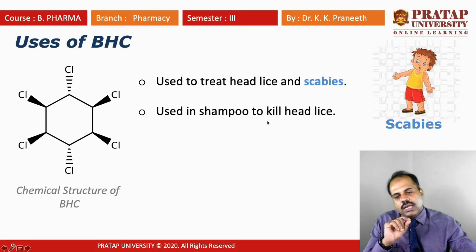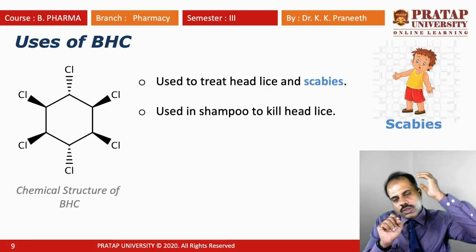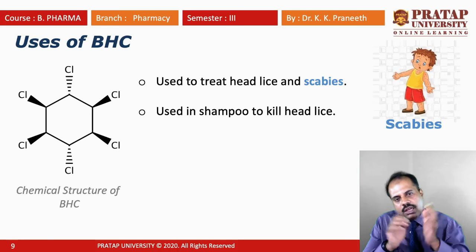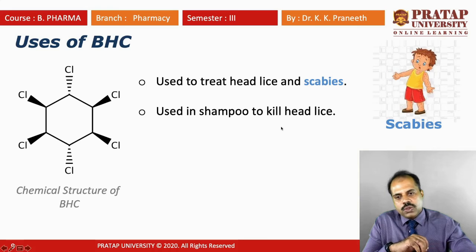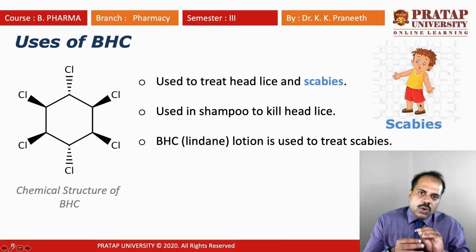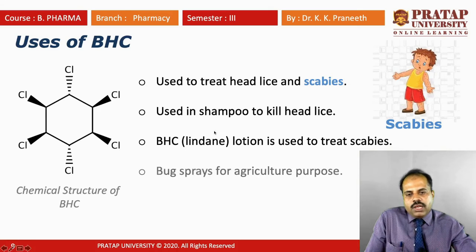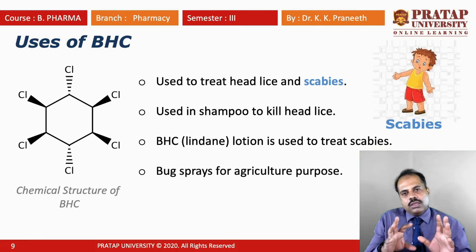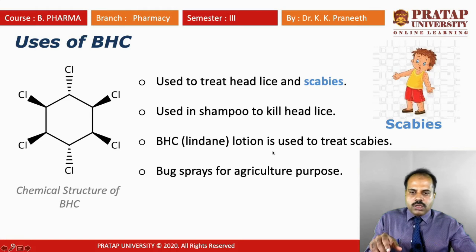So it is used in shampoo, right? If the shampoo contains BHC, it will kill the head lice. So it is used in shampoos to kill head lice. BHC, also called lindane, you have seen that a lotion is used to treat scabies. For this skin condition, BHC is used in a lotion so you can apply it on the skin to treat the scabies. And finally, as we saw before, it is used to kill bugs. In agriculture, this BHC is very helpful to kill insects or bugs. So these are some of the important uses of BHC.